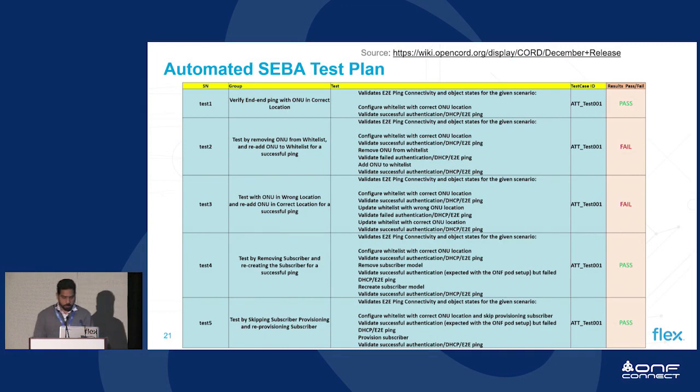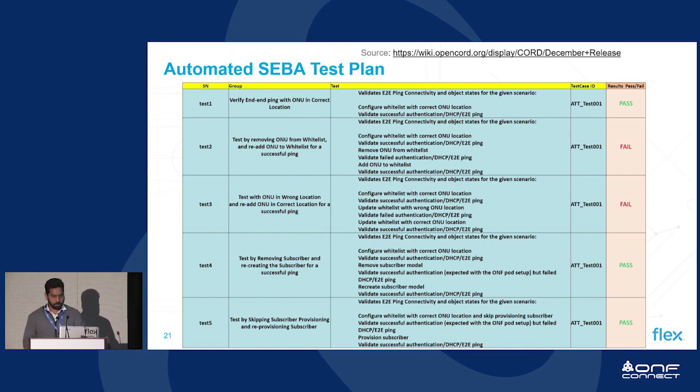So for this validation, using the AT&T FCAPS documentation and working with the ONF QA group, the following automated SEBA test plan is available. This overall could be categorized into multiple components such as, depending upon ONU location, are subscribers created, are subscribers authenticated, is the ONU under the whitelist or not.